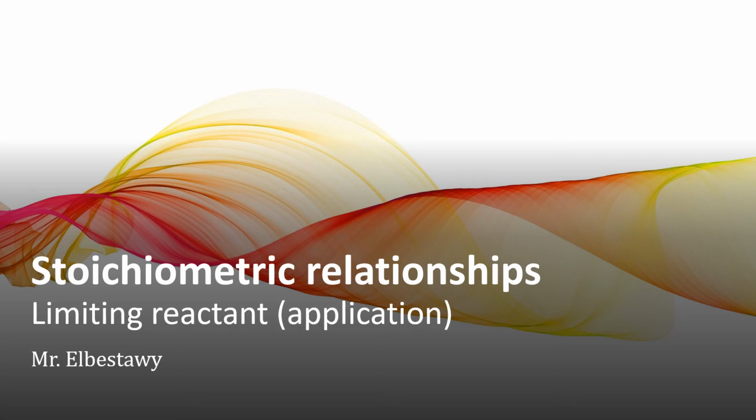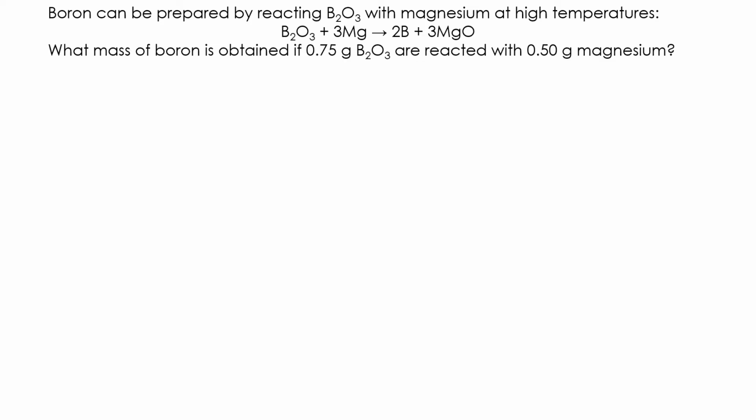Hello everyone, in this video I'm going to solve a problem about limiting reactant. Let's get started. Boron can be prepared by reacting B2O3 with magnesium at high temperatures, and we have the equation.